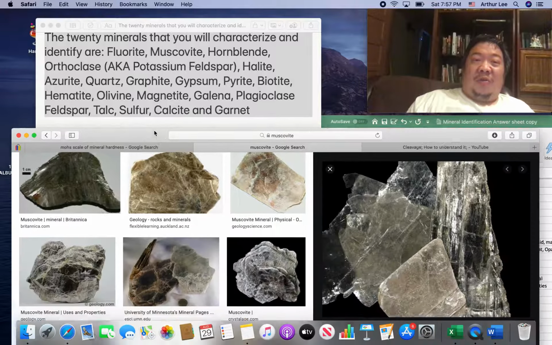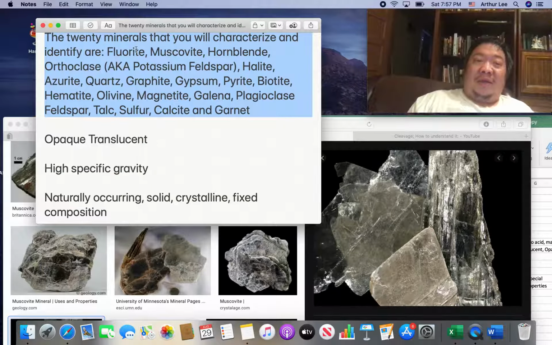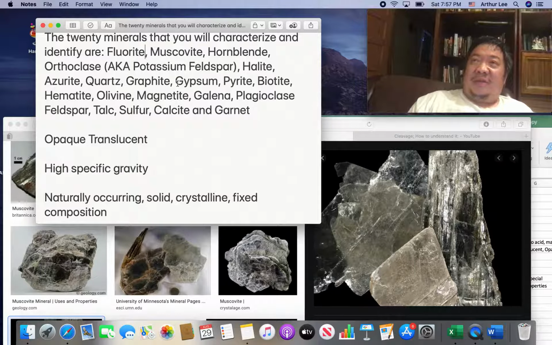I'm also going to tell you about some economic uses of these minerals too that you need to remember. Fluoride is used to make toothpaste, and it's used in making steel, in steel factories when you're smelting steel. Muscovite is used as an electrical insulator.